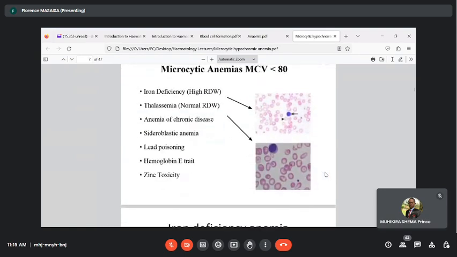So in the list of the differentials, you have MCV decreased. This is the list of the conditions which may cause microcytic anemia, on the top iron deficiency, and the rest. You can see on the image where we have a small size of the red cells.